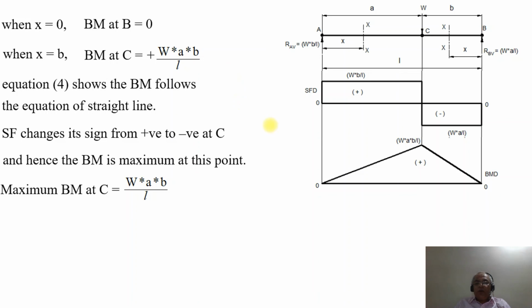This is how you will be able to plot it: the bending moment at the point A is 0, the bending moment at the point B is also 0, and the bending moment at the point C will be equal to W into A into B by L. As the power of X is 1, you join A to C with a linear line and also B to C with a linear line, as the equation of a straight line. So this is how you can analyze the simply supported beam with an eccentric point load, and how we can get the support reactions and also the shear force diagram and the bending moment diagram. Thank you.